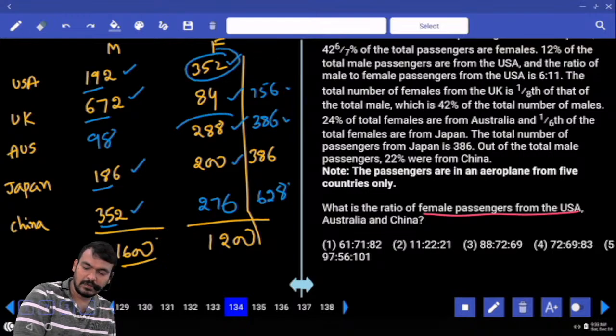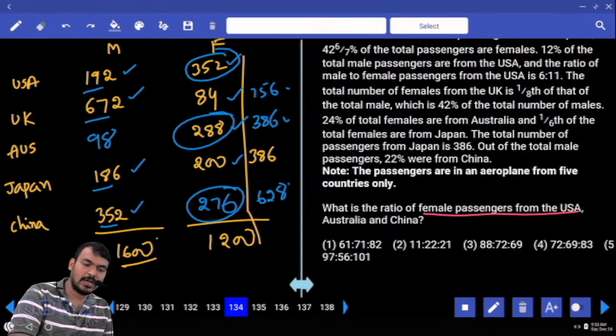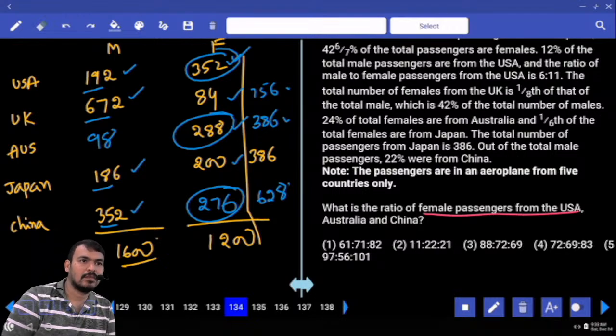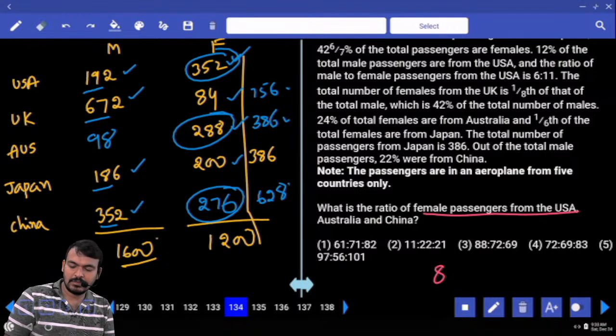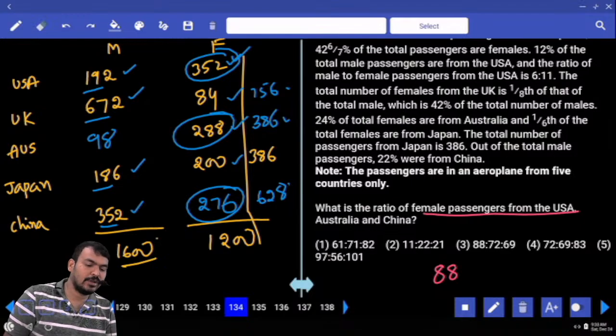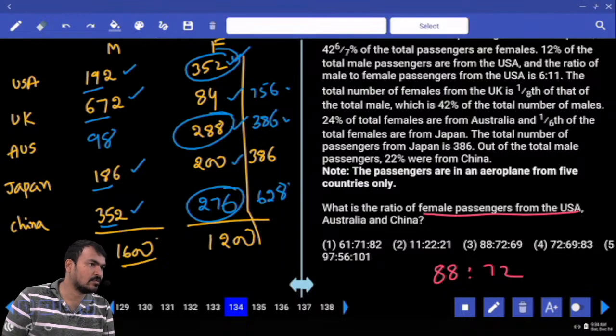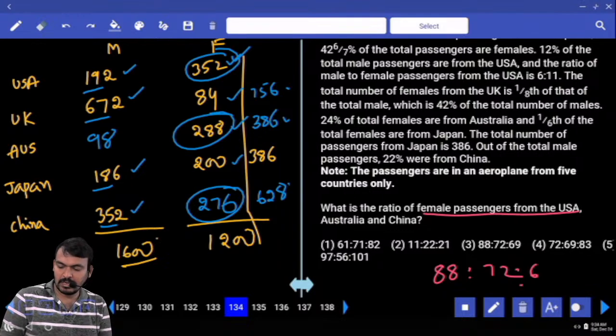352. ఆస్ట్రేలియా 288. చైనా 276. వాట్ ద హాఫ్ ఆఫ్ ద 352? All are divided by 400. 4 how many times? 8. 800. 4 how many times? 288. 7. 2. 4 how many times? 276. 6. 900.